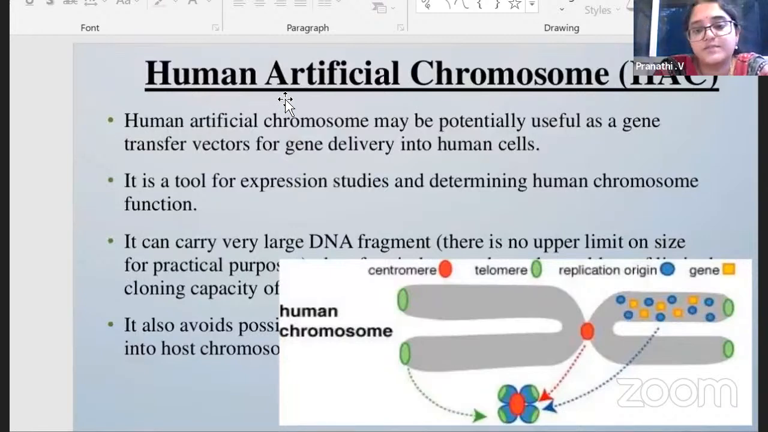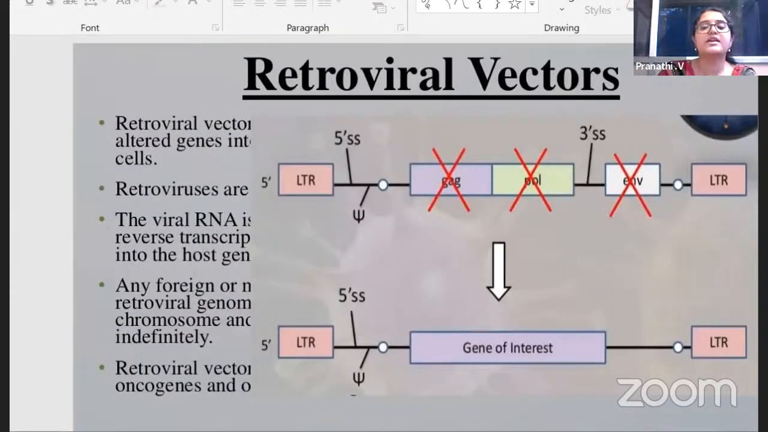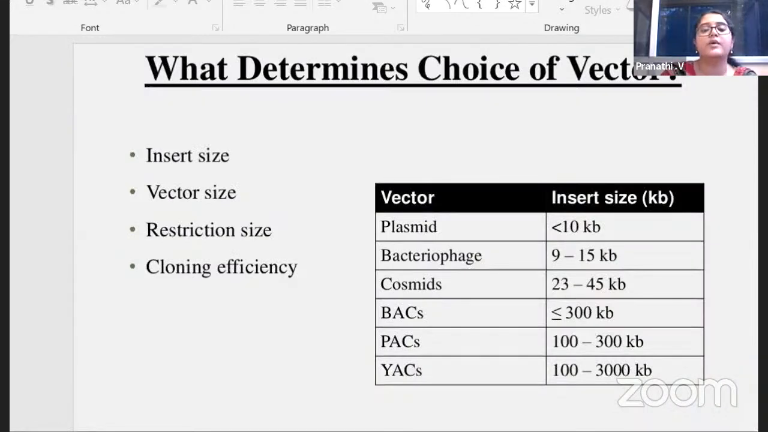So it's a tool for expression studies and determining the human function. And there is a large DNA fragment that is going to take place. But then we do not know how much of it is feasible. Now we have something called retroviral vectors also, wherein you have the genes that have been altered, and the viral RNA is then put into reverse transcription so that we get the gene of interest. And then these, especially the retroviral oncogenes, are going to come into play over here.